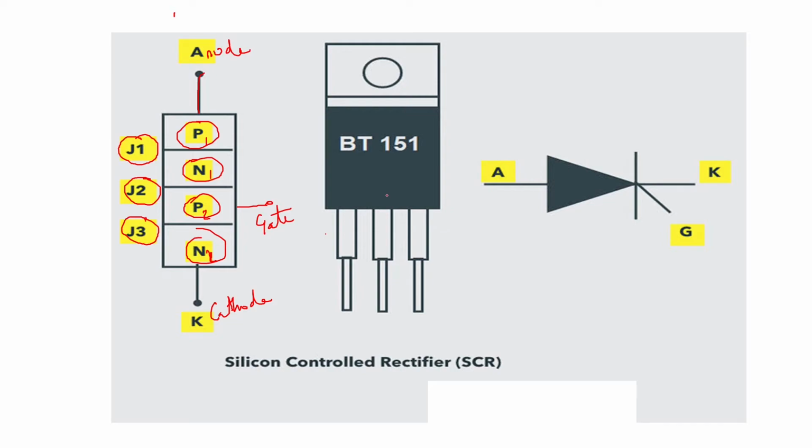This is the IC, whatever is shown. So these are the three terminals. These three terminals will be your anode, cathode, and gate. And here you can see the symbol of the SCR. The symbol of the SCR shows the anode here, the cathode here, and the gate here.